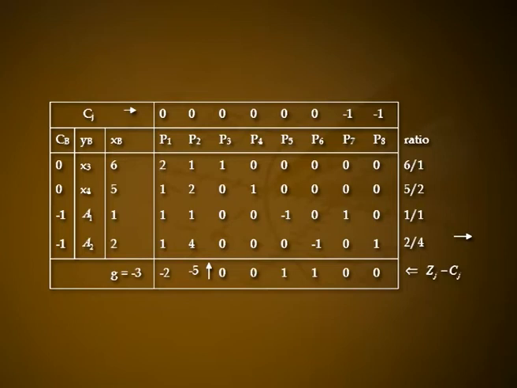Keeping x3, x4, a1, a2 as basic variables, we get an initial basic feasible solution to the problem as x1 equal to 0, x2 equal to 0, x3 equal to 6, x4 equal to 5, x5 equal to 0, x6 equal to 0, a1 equal to 1, a2 equal to 2 and g of x equal to minus 3. The simplex table is as follows.